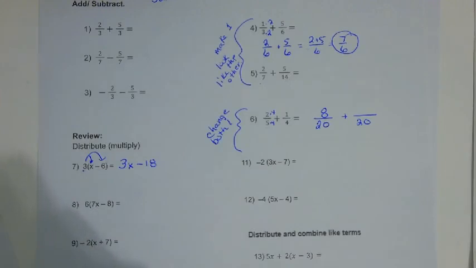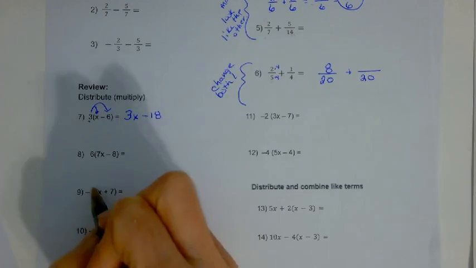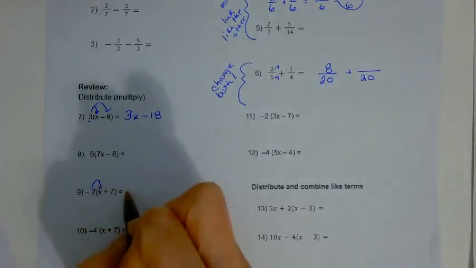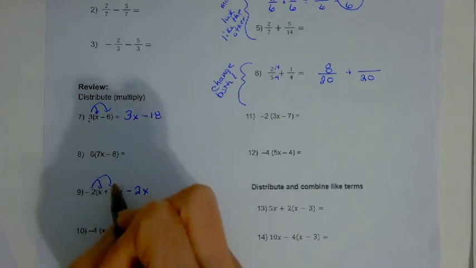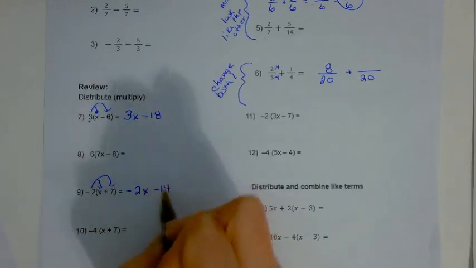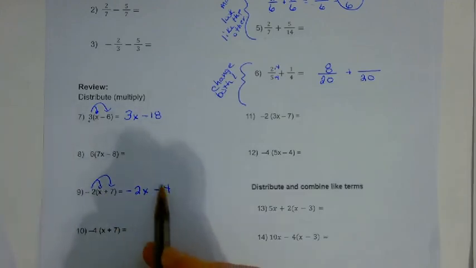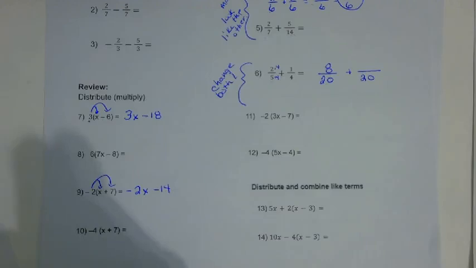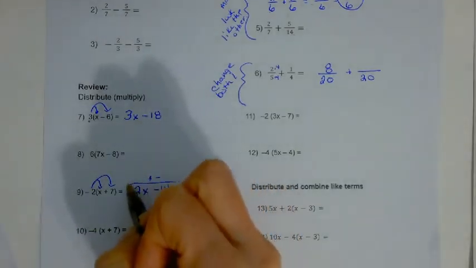Number 9. I'm going to take a negative 2 and multiply it. So negative 2 times x is negative 2x. And negative 2 times 7 is negative 14. Negative times a positive. And I'm done. You don't want 2 signs in here. If you get 2 signs in here, make them 1 sign. If you get the plus minus, make it a minus. Okay, so this is your final answer. You're going to try that one.